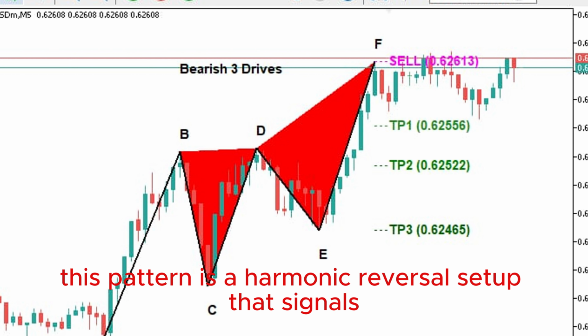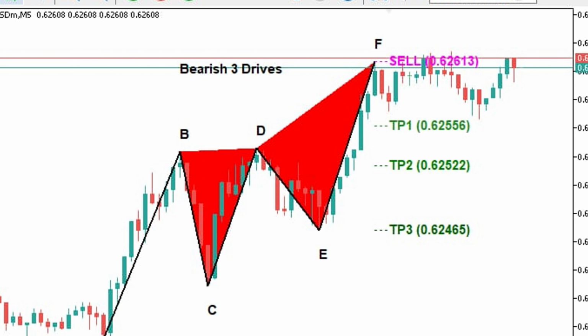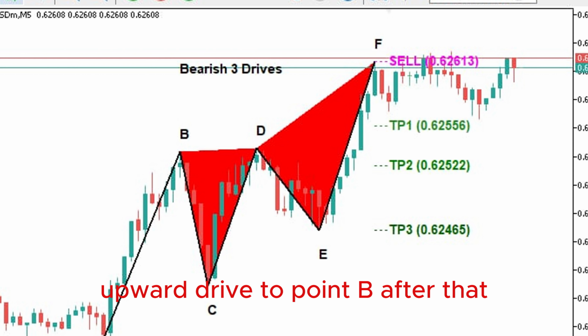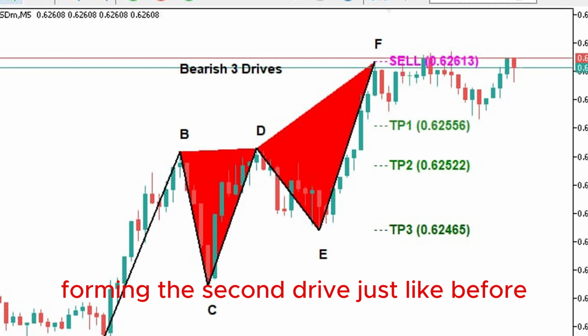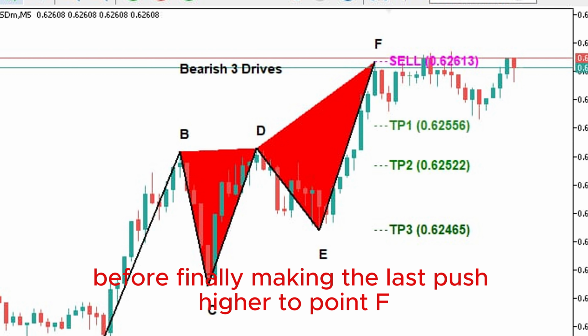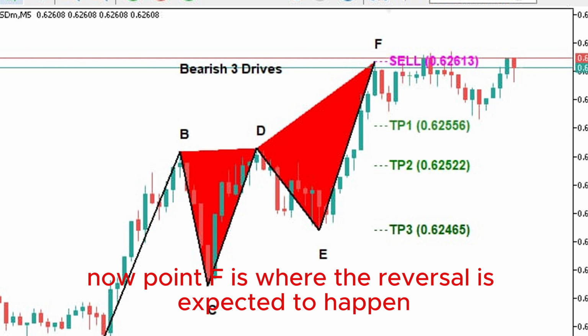Here we can see a textbook example of the bearish 3 drives pattern on the AUD-USD 5-minute chart. This pattern is a harmonic reversal setup that signals the end of bullish momentum after 3 consecutive upward pushes. The structure begins at point A, where the market makes its first strong upward drive to point B. After that, price retraces down to point C, before moving up again to point D, forming the second drive. Just like before, the market retraces down to point E, before finally making the last push higher to point F, which completes the third and final drive. Now, point F is where the reversal is expected to happen.